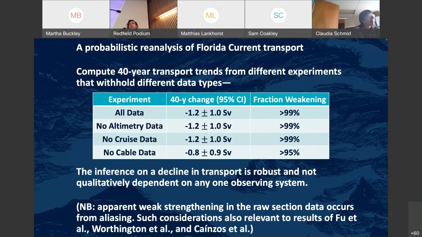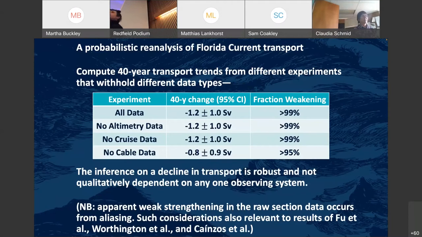This is the big headline result. Here I'm showing that I'm inferring a change of minus 1.2 Sverdrups over the past 40 years. It's significant. More than 99% of my ensemble members show this. To quantify how sensitive that inference is to each of the three data sets I bring in, I performed three additional data assimilation experiments. Each one I left out one of the data sets.